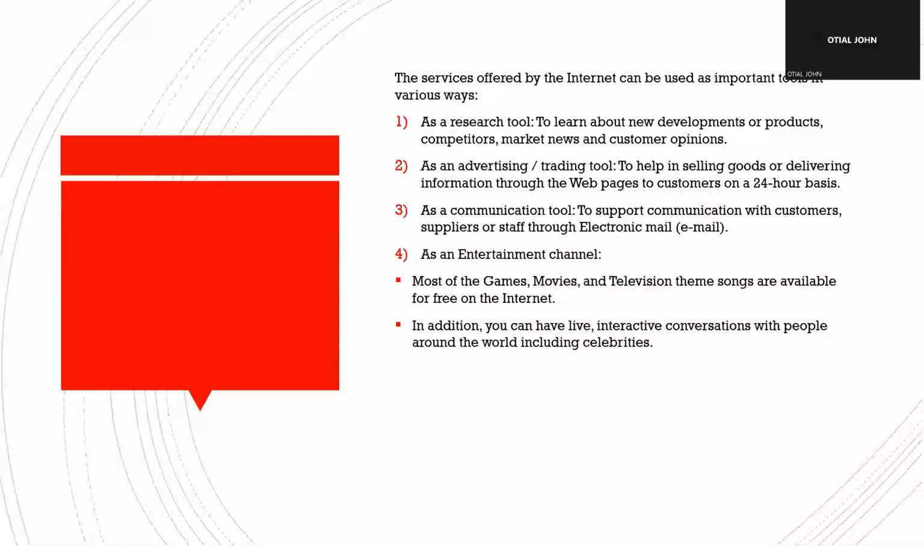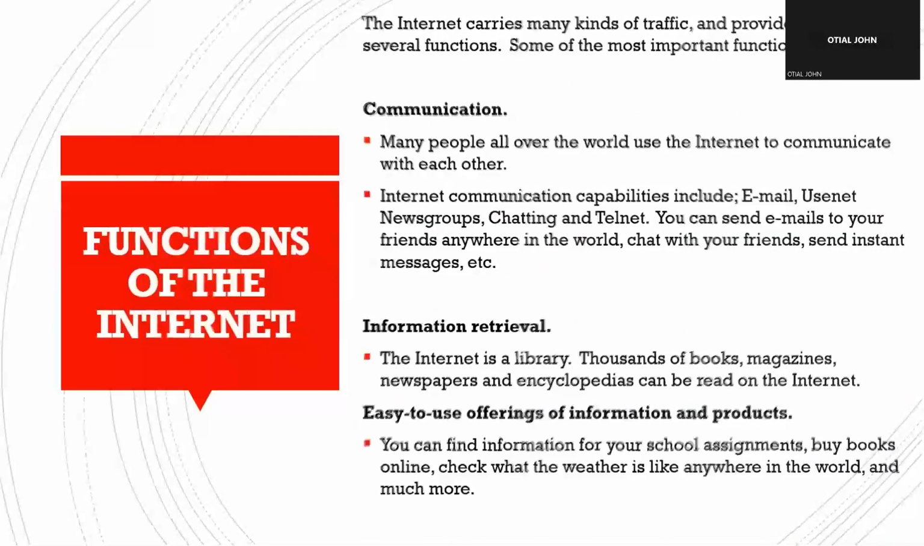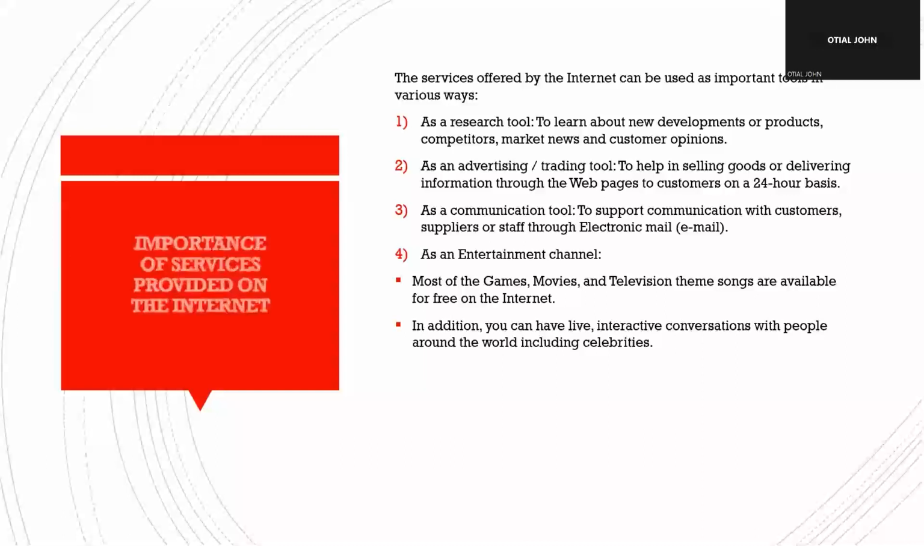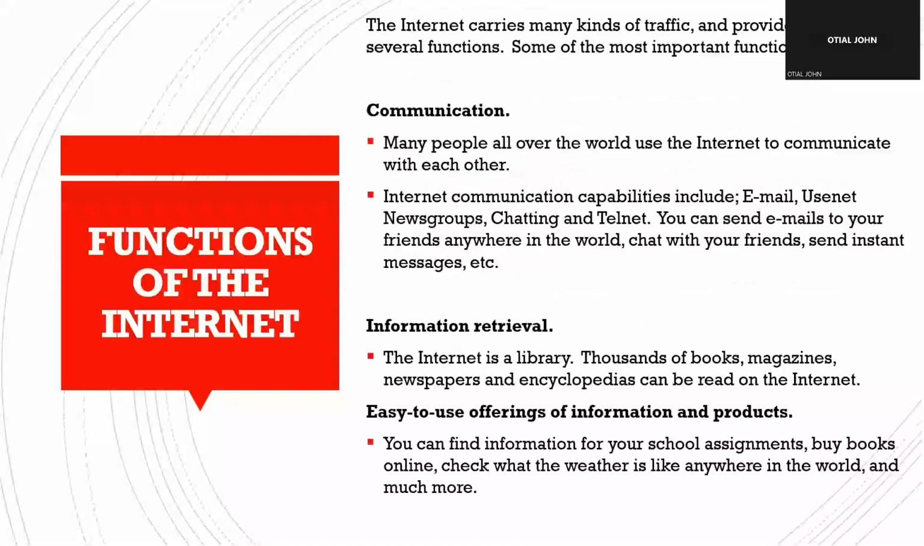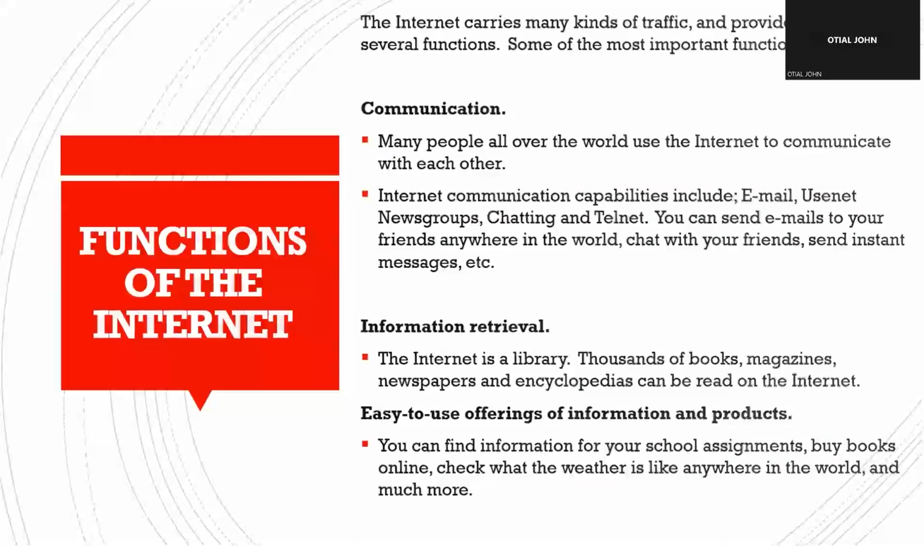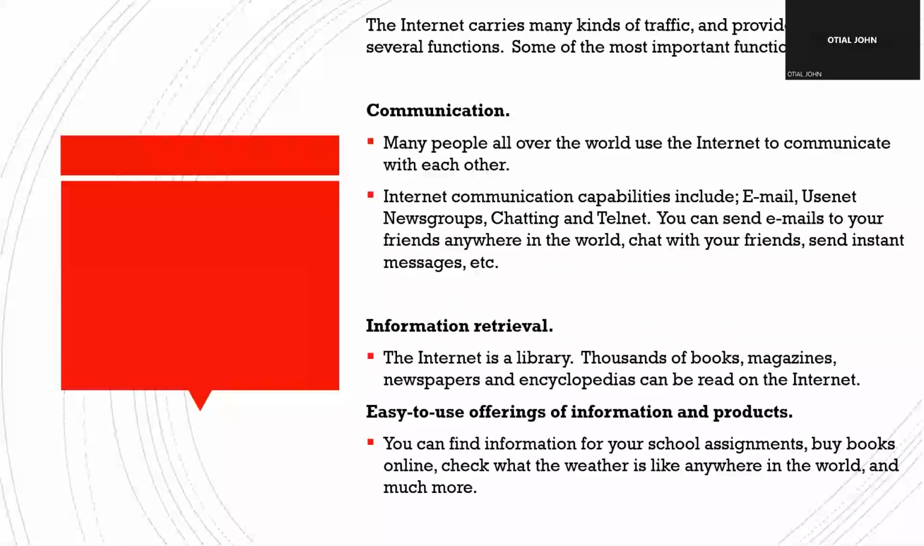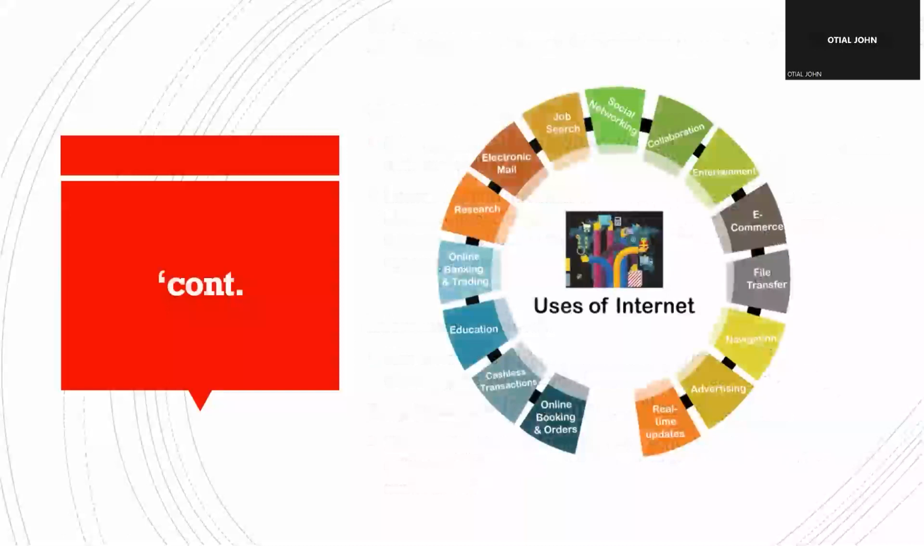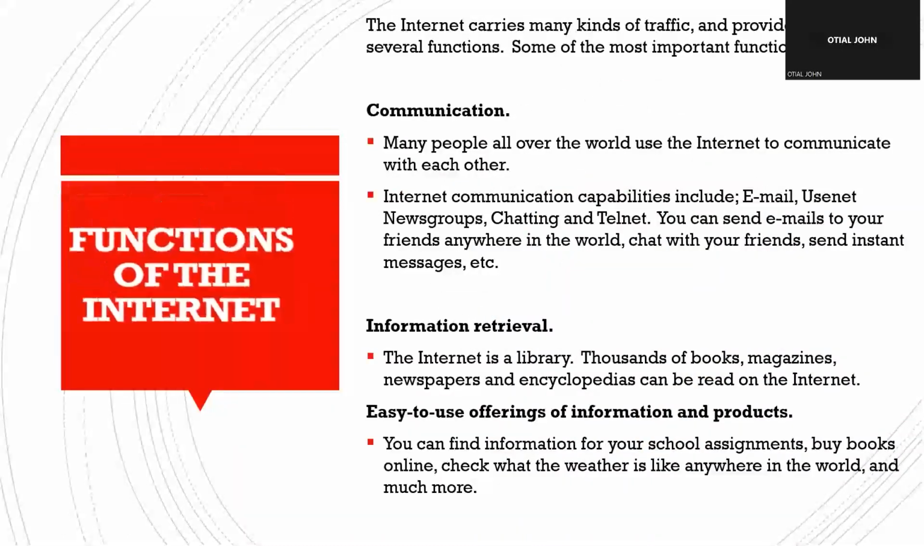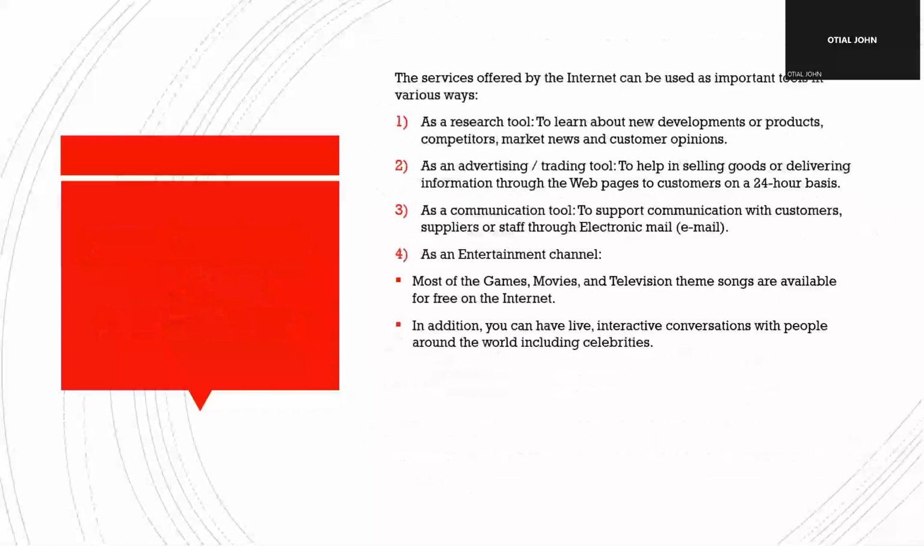The next one, we are going to the functions of the internet. What are some of the functions of the internet? The first function of the internet is what we call communication. We use the internet for communication. For example, we can use email, which is part of the internet services, to communicate, fax to communicate, and we can also use what we call terminals to communicate.